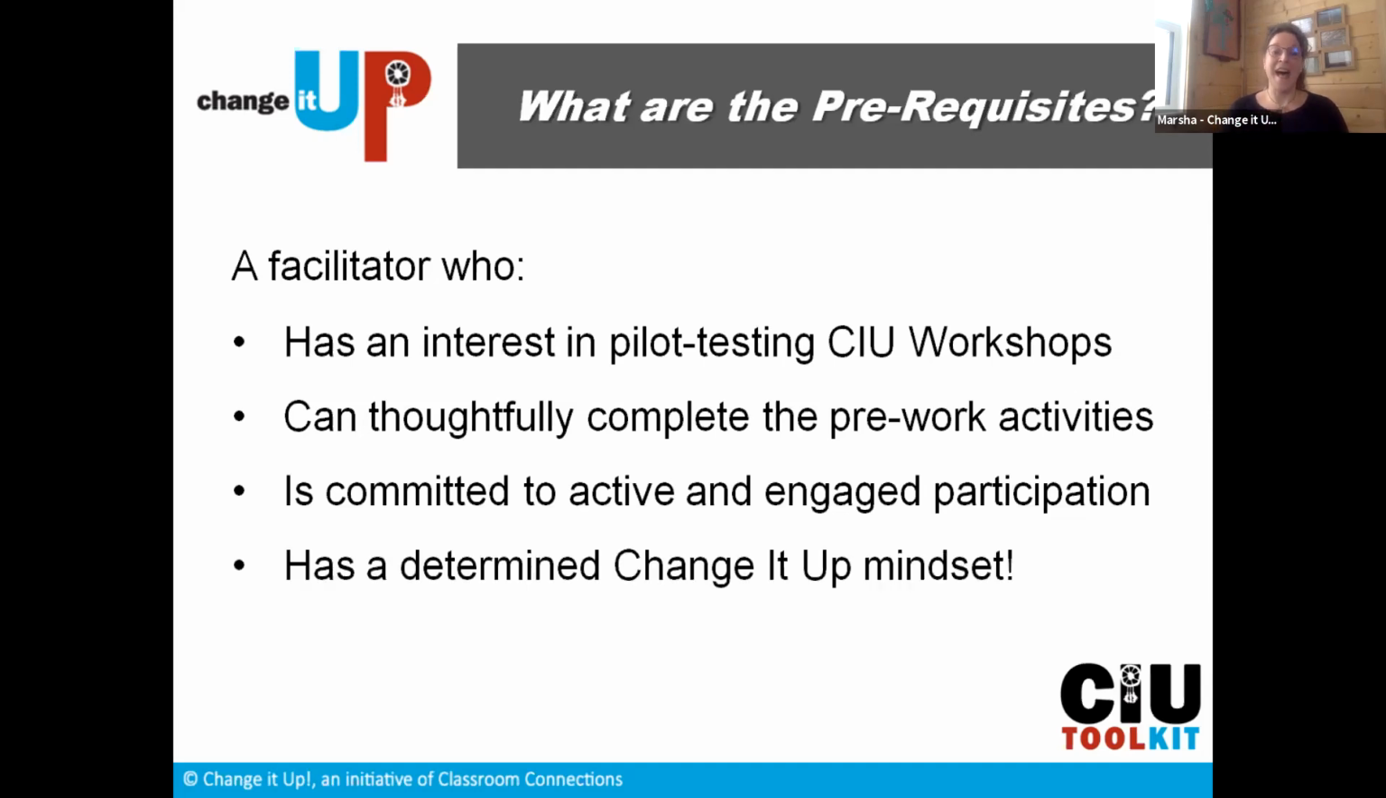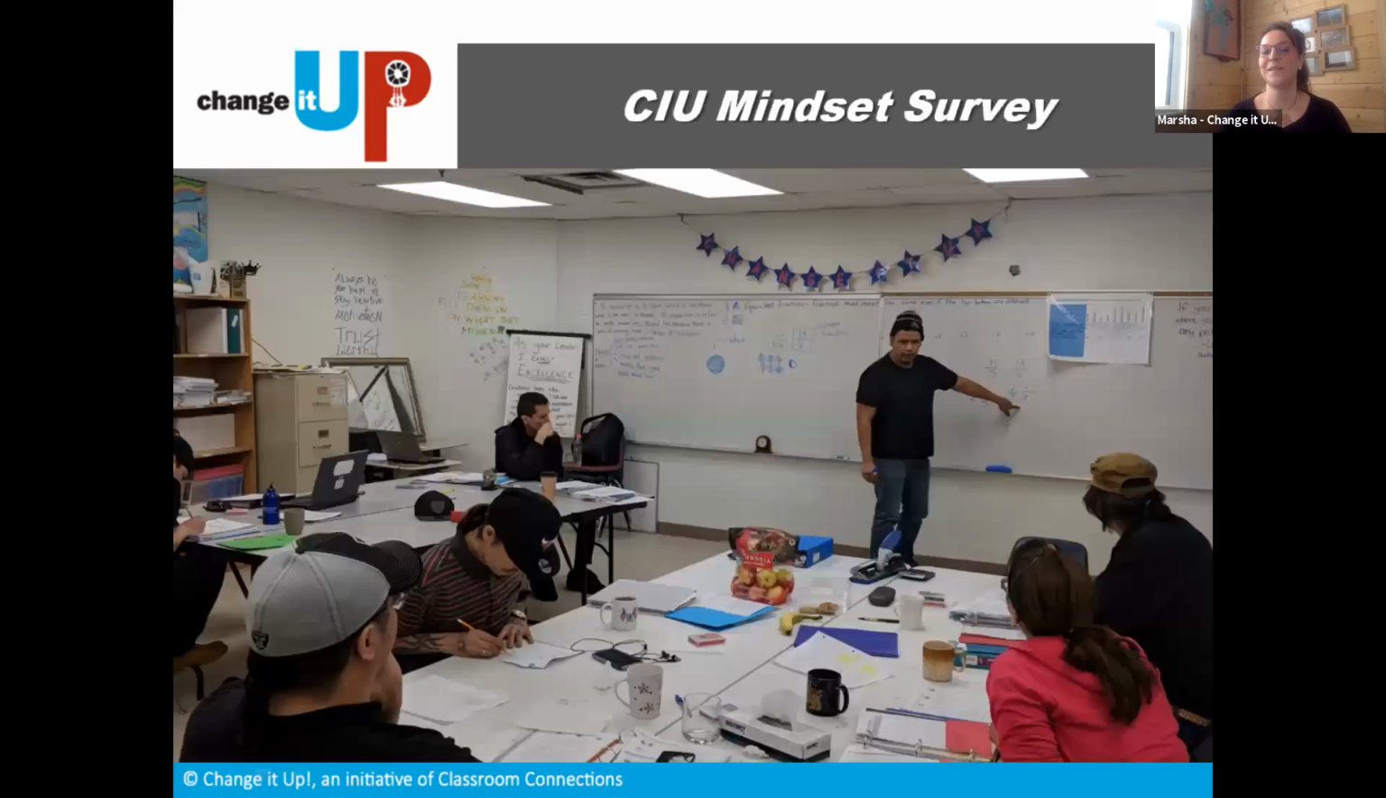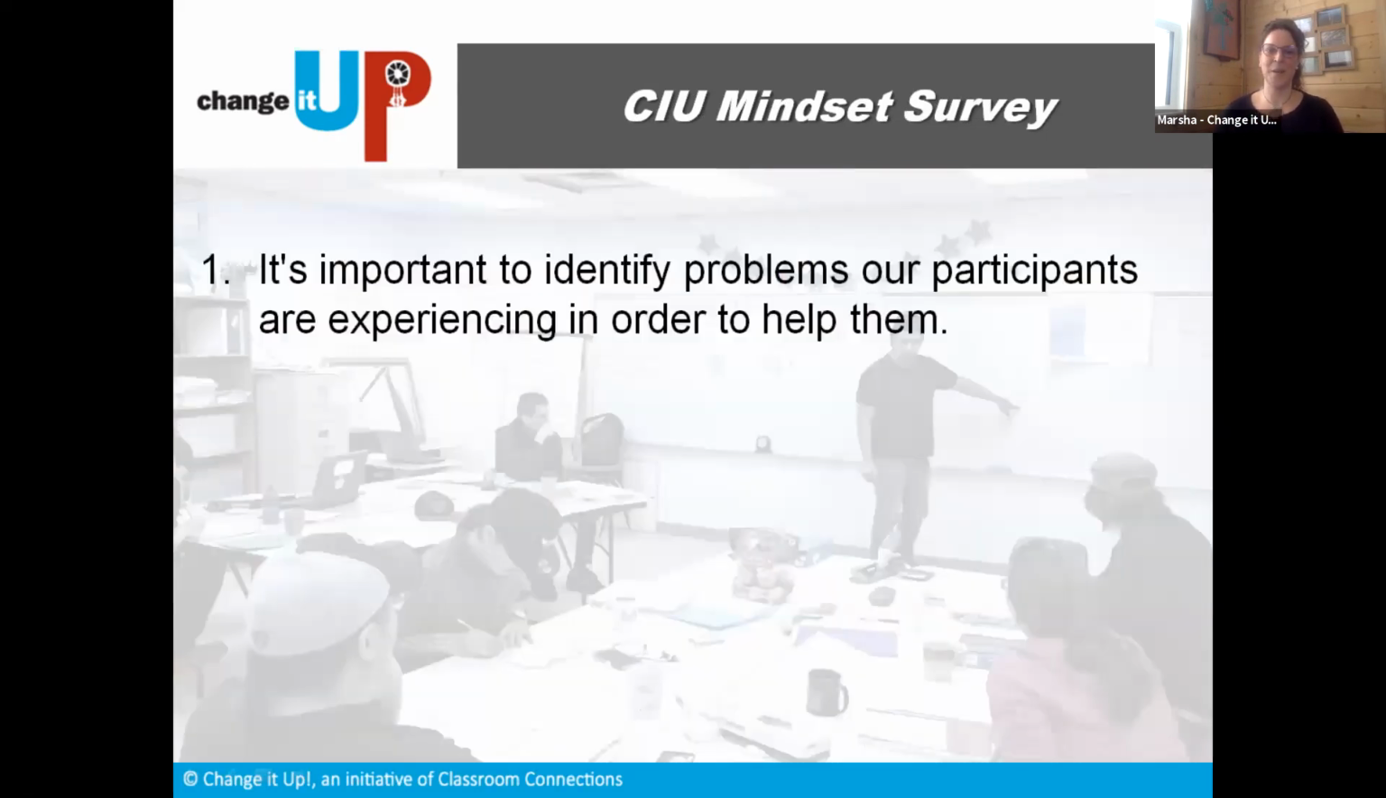Oh, great. And then lastly is a Change It Up mindset. We're going to do a little bit of an activity to see exactly what that means. This is where you're going to need your piece of paper and your pencil or pen. You want to number your page 1 to 6, and we're going to do a little true false activity. Number 1. I'm going to read it and then you can answer true or false. Number 1, it's important to identify problems our participants are experiencing in order to help them. True or false?